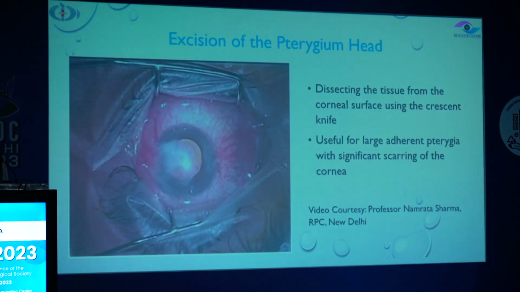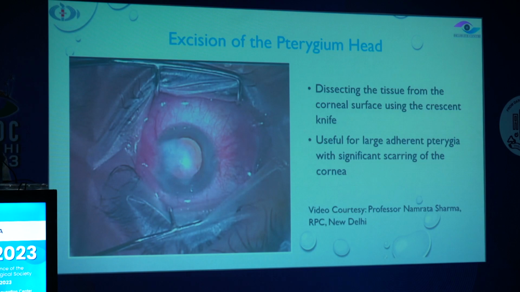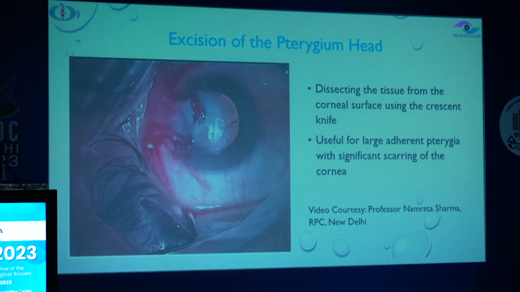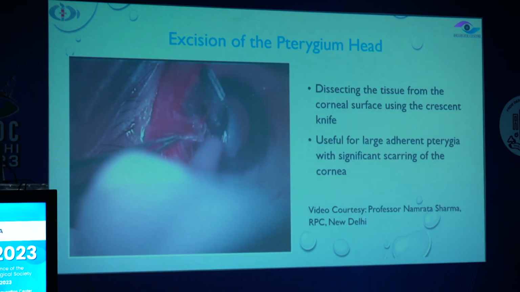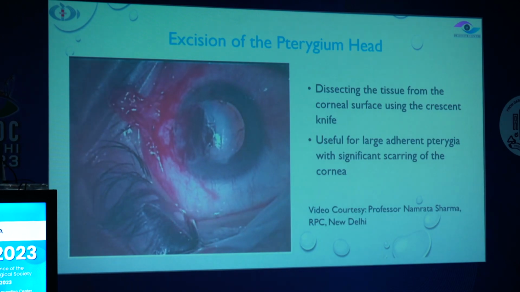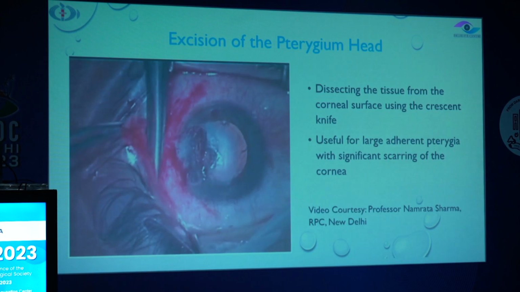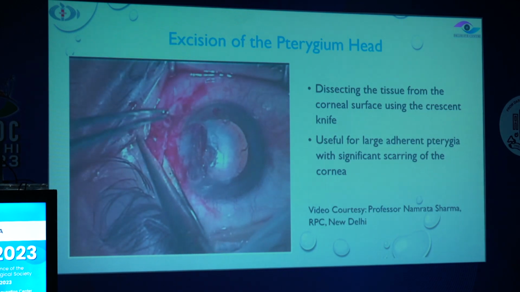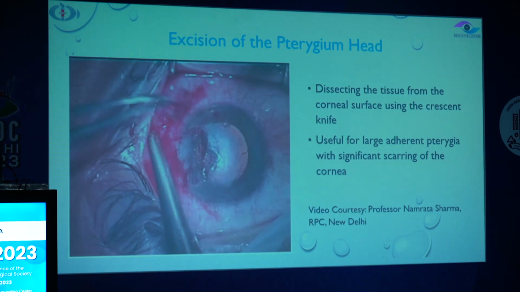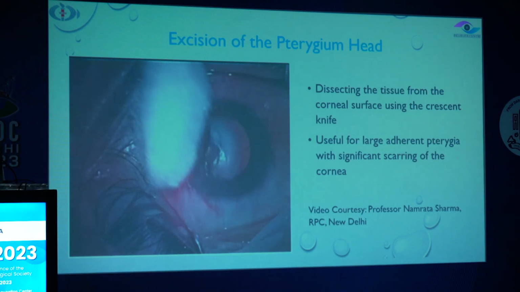This works for most cases, but sometimes we do have these large adherent pterygia with a significant amount of corneal scarring, where just simply stripping off the pterygium won't work. And when we are faced with a case like this, we must ask for certain histories. A history of prior pterygium surgery could be a recurrent pterygium, or a prior history of trauma or chemical injury.